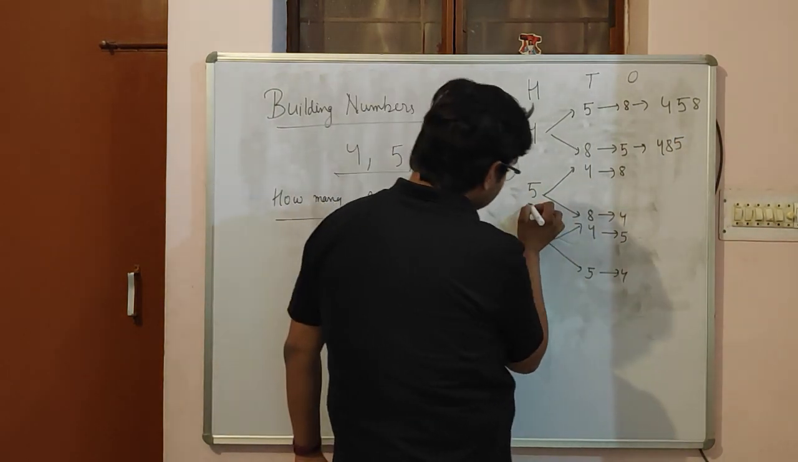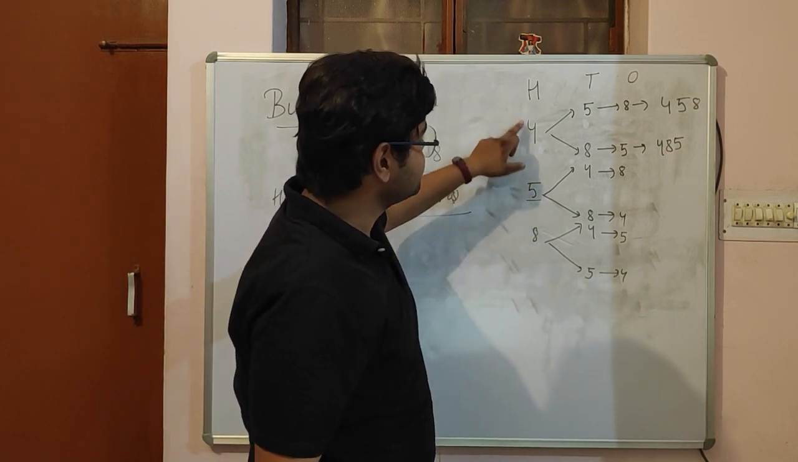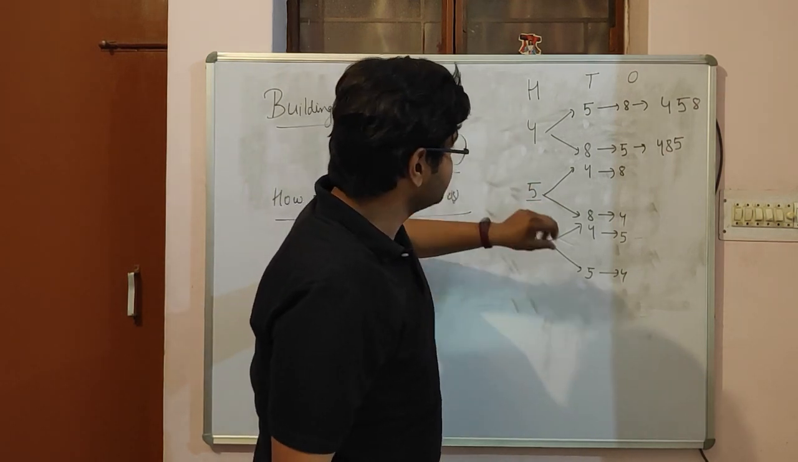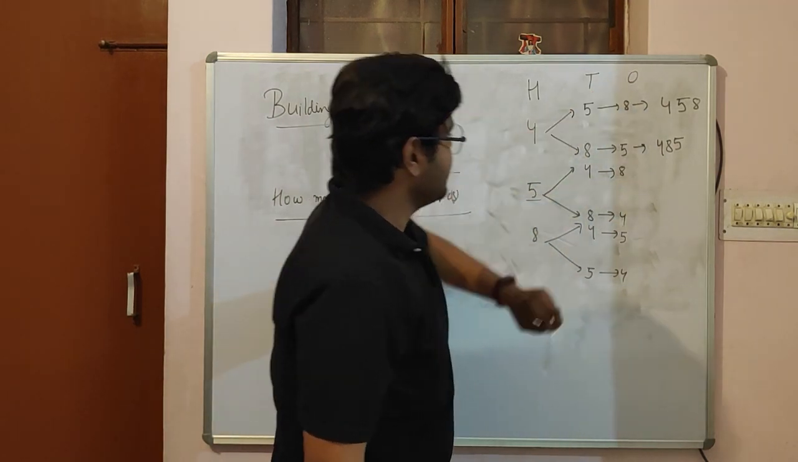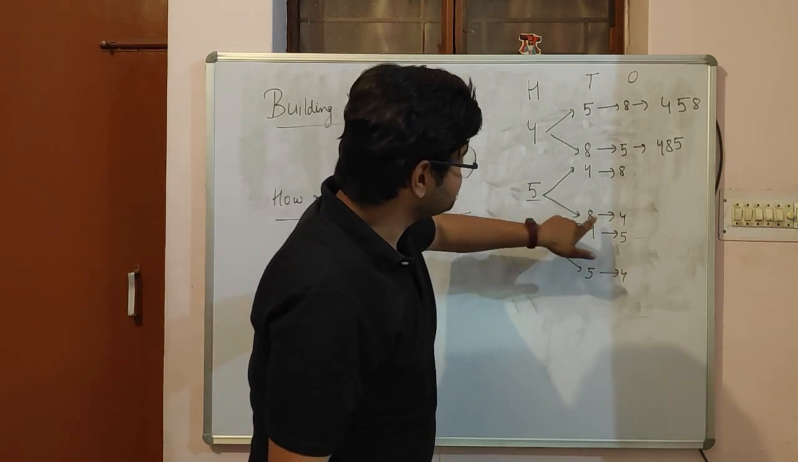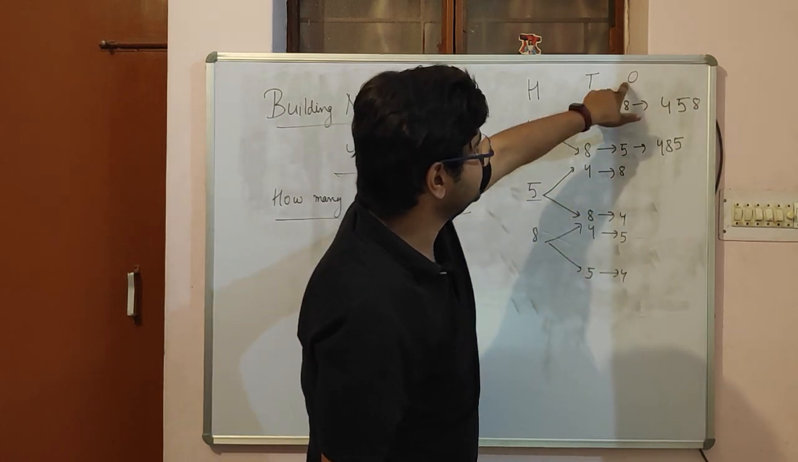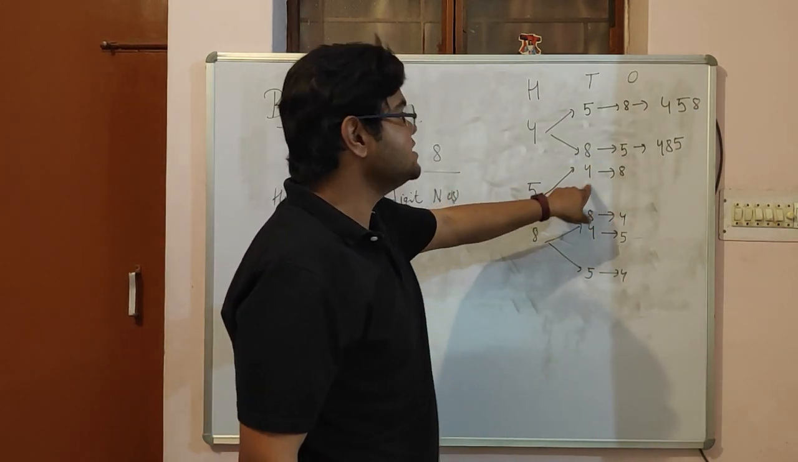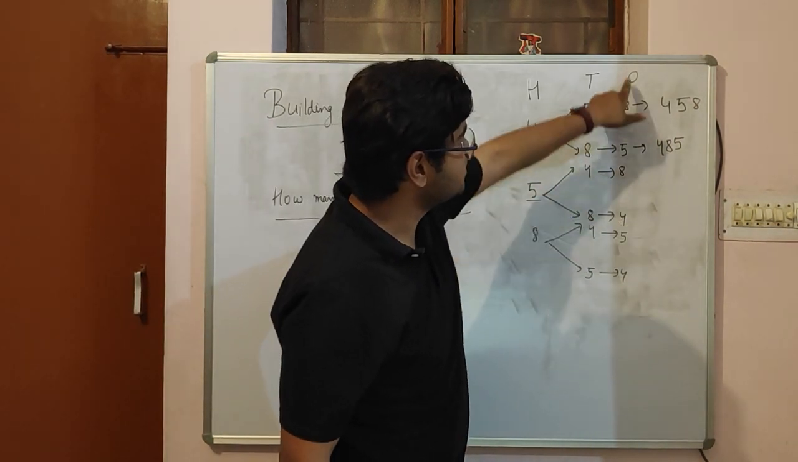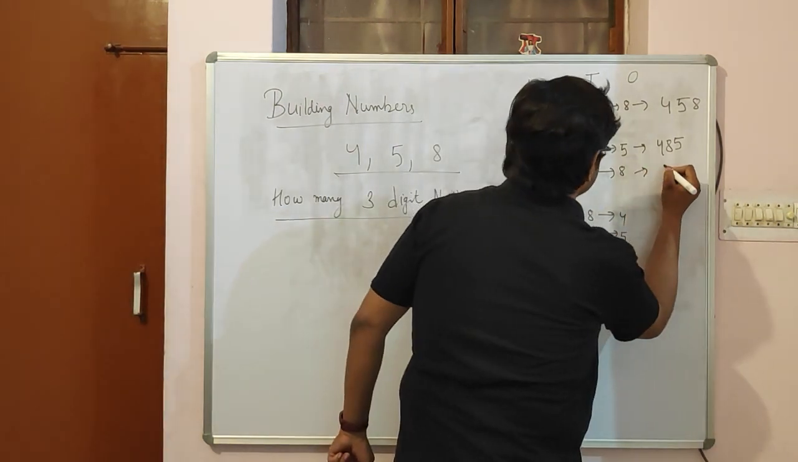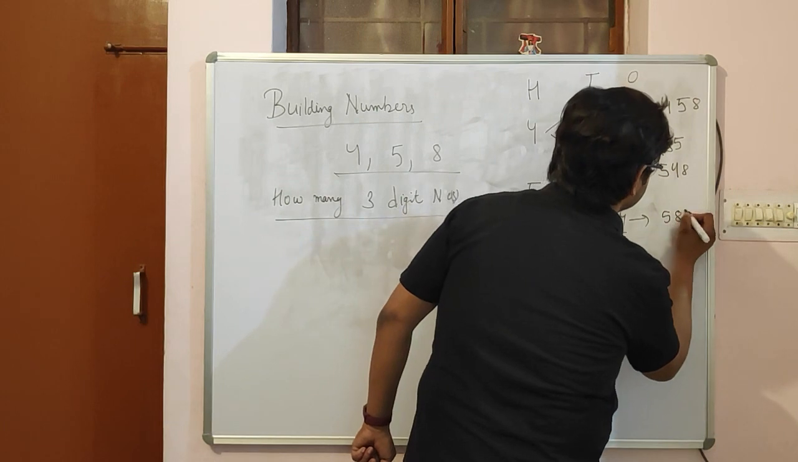Here when we fix the 5 at the hundreds place, what were we left with? 4 and 8. So what did we do? We put 4 at the tens place and 8 at the ones place. And in the next case, we put 8 at the tens place and 4 at the ones place. In the first case, 4 at tens, 8 at ones. Now this time 8 at tens and 4 at ones. So what is the number? 548. And here 584.